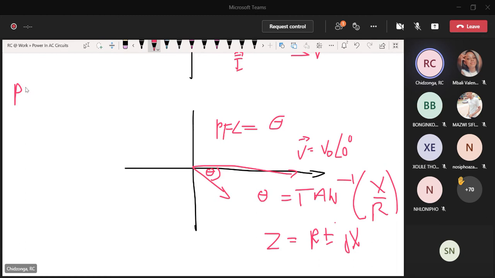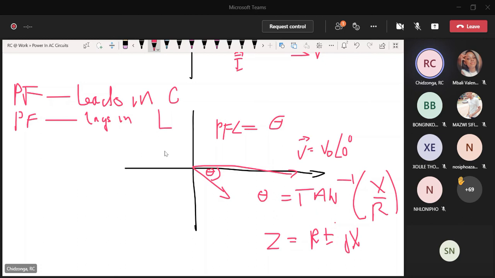Power factor is leading in a capacitor. Let's correct that. It's leading in a capacitor, and then it lags in an inductor. Lagging means the current is behind the voltage phasor. This is inductive. Leading means the current is ahead of the voltage phasor. So this will be a leading current, and this will be a lagging current, right? The voltage being at 0 phase.